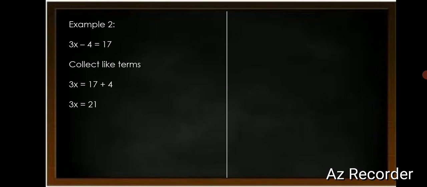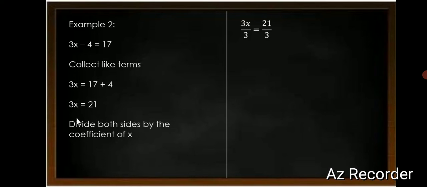So 3x equals 17 plus 4, which will leave us with 21. So we have come back to this stage in mathematics that we learned in part 3 again. So what do we do? We divide both sides by the coefficient of x, which is 3. So dividing the left and right hand side by 3 will leave us with x being 7, because 3 in 21 is 7. Let's take a look at another example. We have example 3. We have 5x minus 4 equals 18 plus 3x.